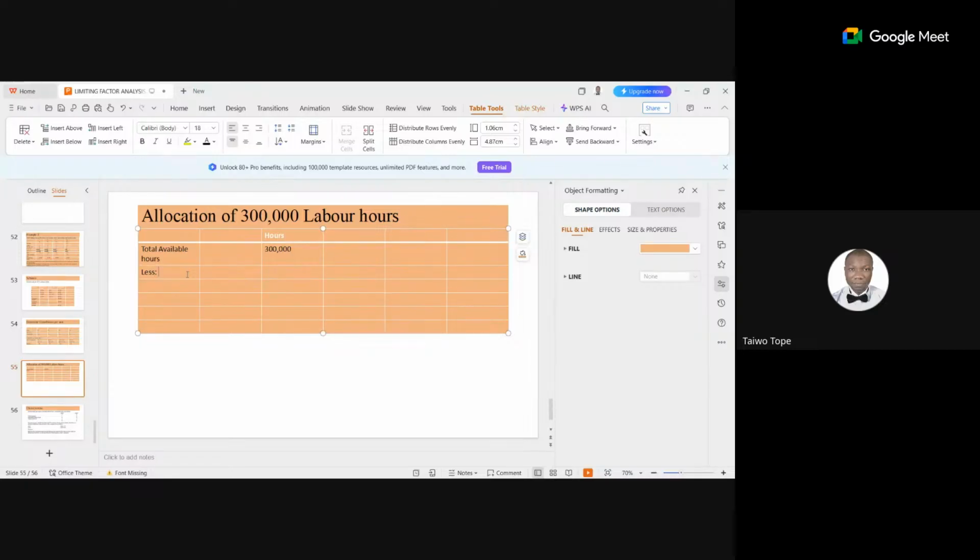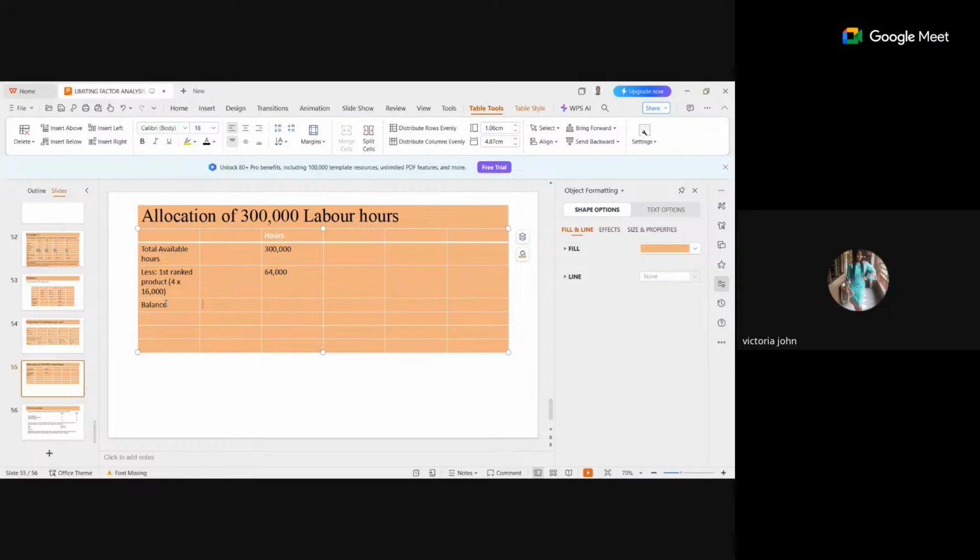So your first rank product is 4 multiplied by 16,000. The total hours will be 64,000 hours. The balance will be 236,000.